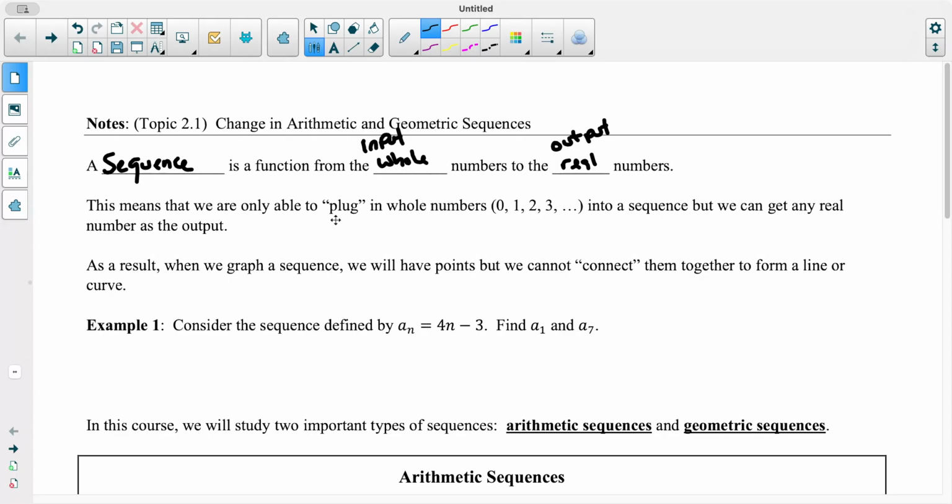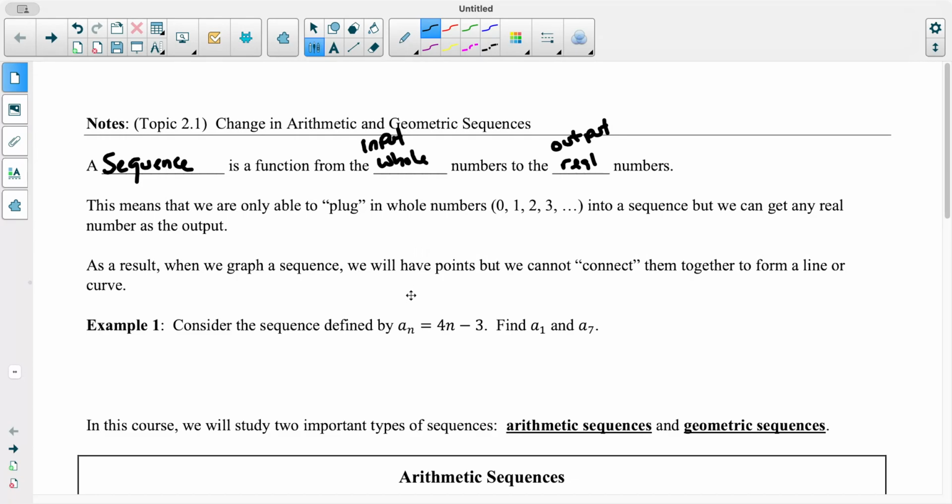That basically the only difference, as far as it being a function, is that you can't connect the dots, right? It's going to be a set of ordered pairs, but it doesn't actually form a line, even though we consider arithmetic to be linear and geometric to be exponential. That's the form that it takes, but you're never actually allowed to connect the dots.